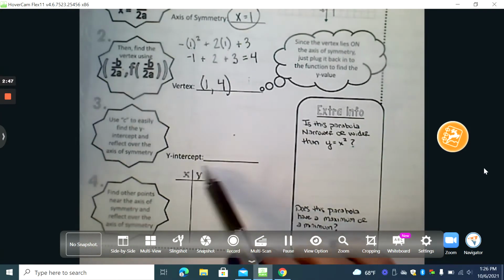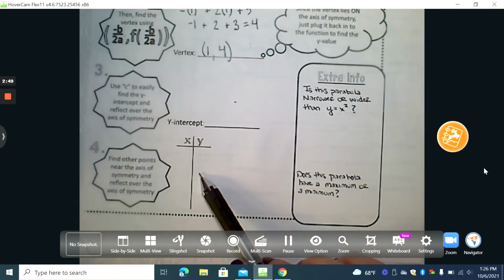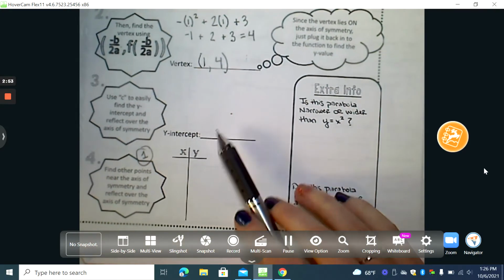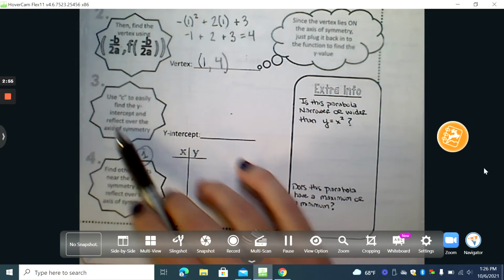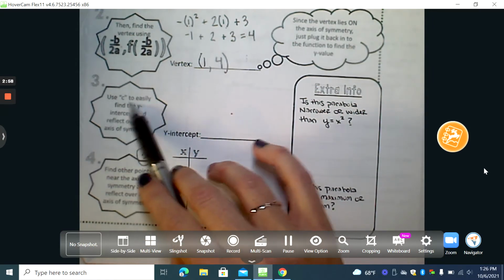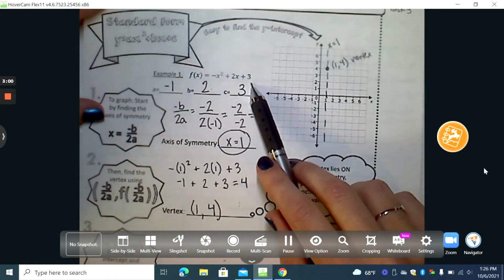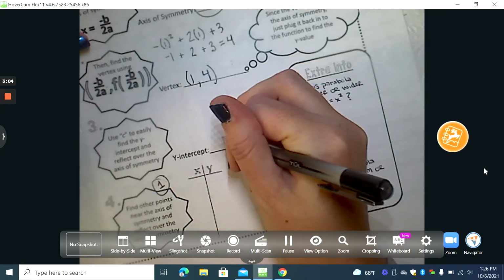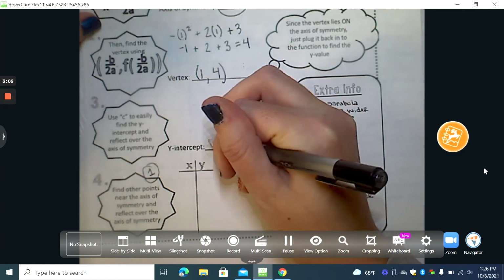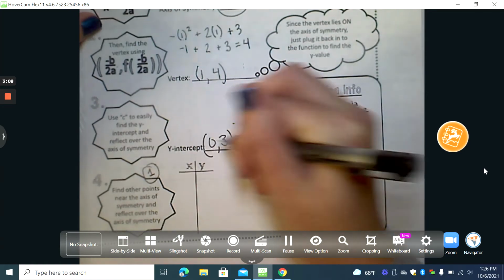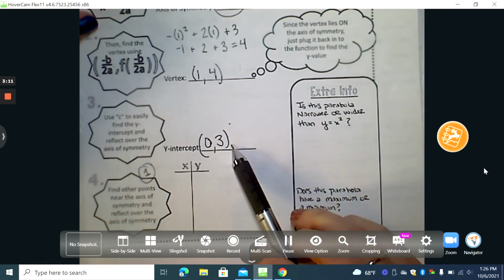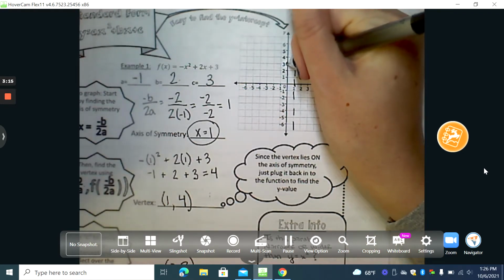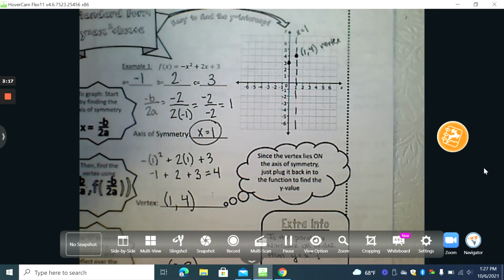Now, the other pieces of information that are going to help us make that U-shape, that parabola, are our y-intercept and maybe 1 or 2 other points. We really only need 1 other point. Our y-intercept is probably the easiest thing to find because it is just the c in my equation. This constant at the end is my y-intercept. Let's write that in ordered pairs: 0, 3, because my c is 3. So let's graph that. Here's my y-intercept, that point right there.